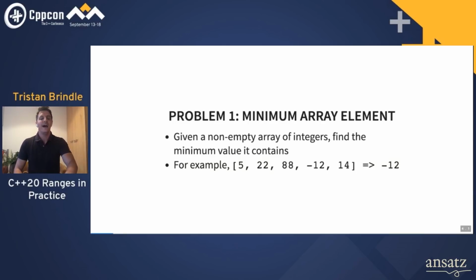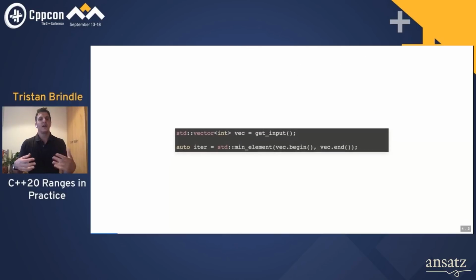Of course, you could do this with a for loop in a few lines, but the existing STL comes with a function that will calculate this for us, and it's called std::min_element. So here is how you might find the minimum element in C++17. We're getting our input vector, and then we're calling std::min_element with the beginning and end iterators from this vector. Pretty familiar stuff, I hope.